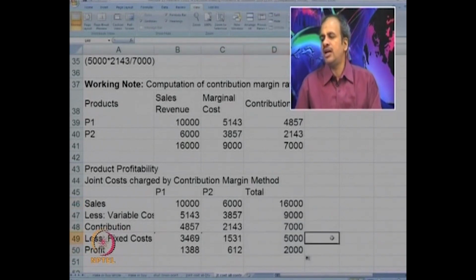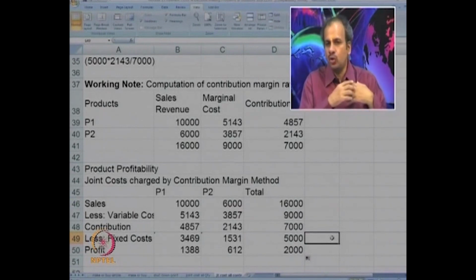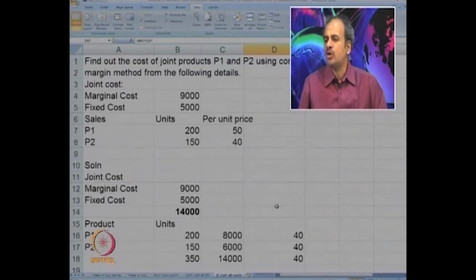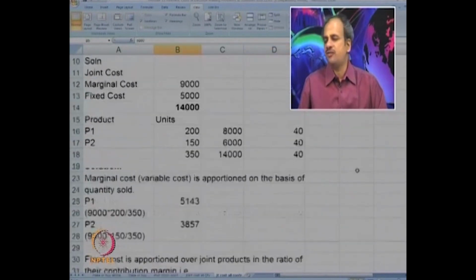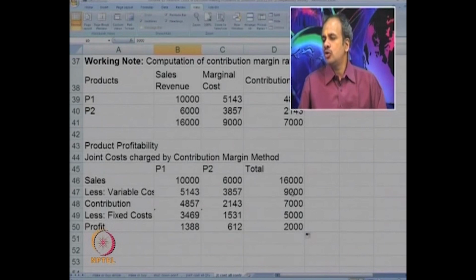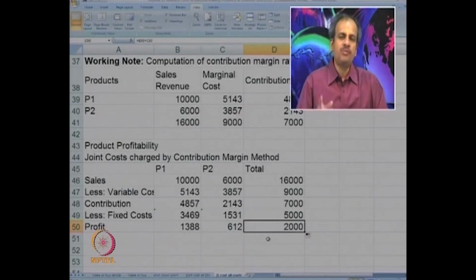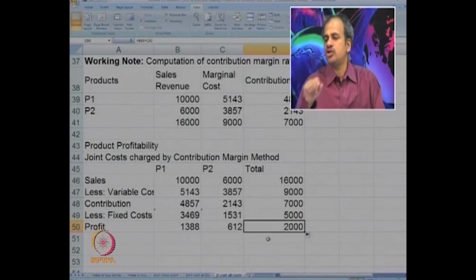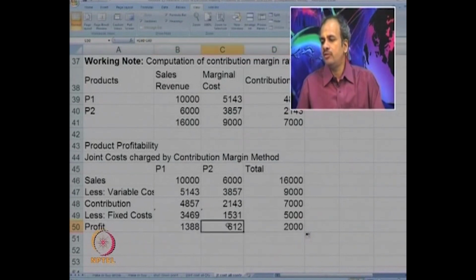Now if we take the total, we can see the totals which were known to us, because from 16,000 revenue, 9 was the variable cost, and 5 was the fixed cost. So 16 minus 9, 7 was the contribution, minus 5, 2 was the profit. How much profit from each product was not known. Now by using the contribution method, we have calculated the profit from the products.